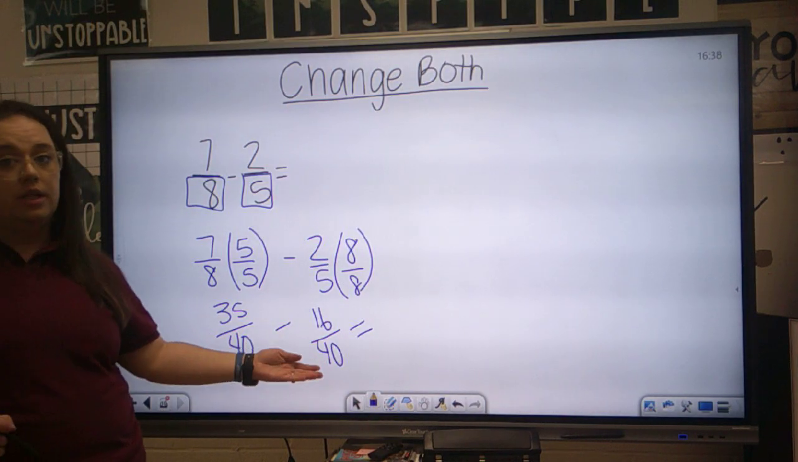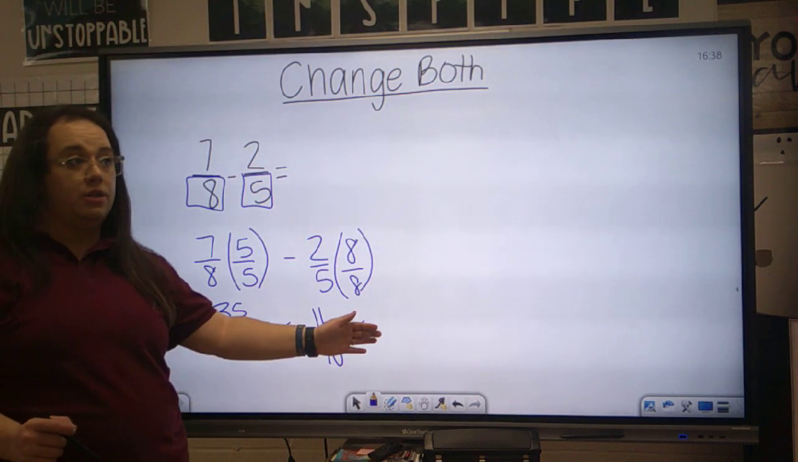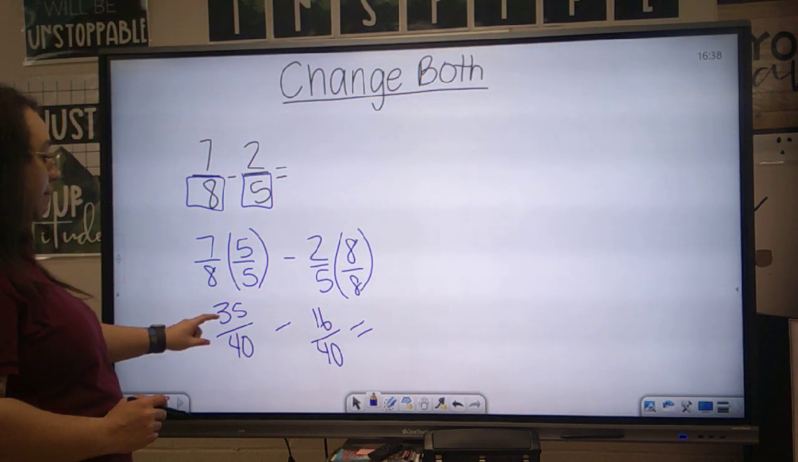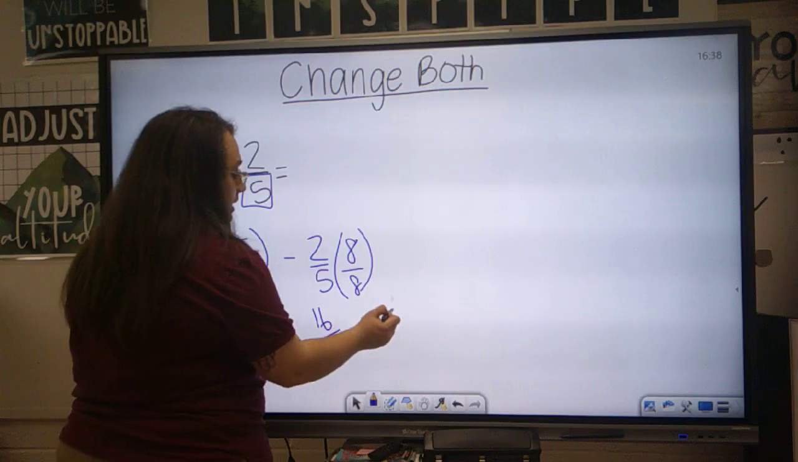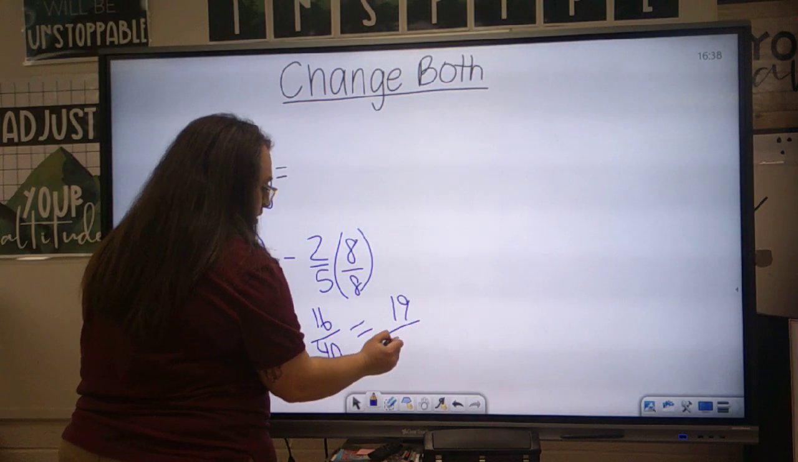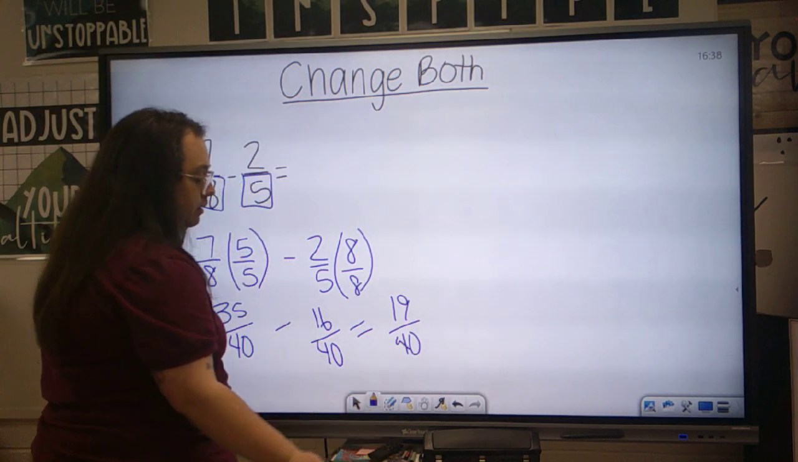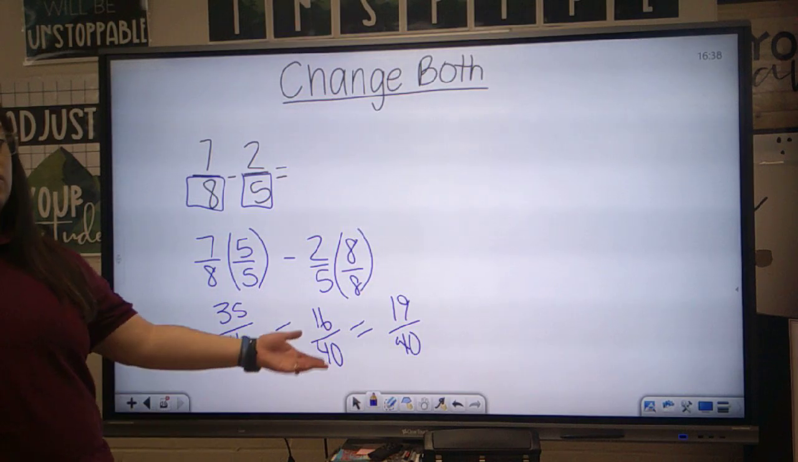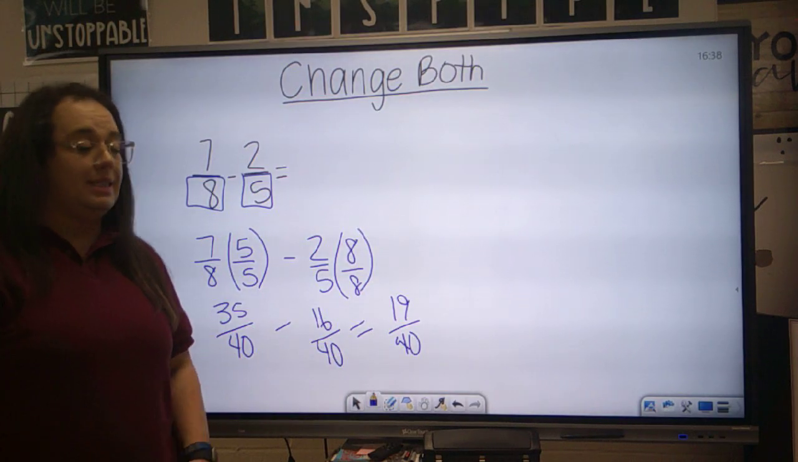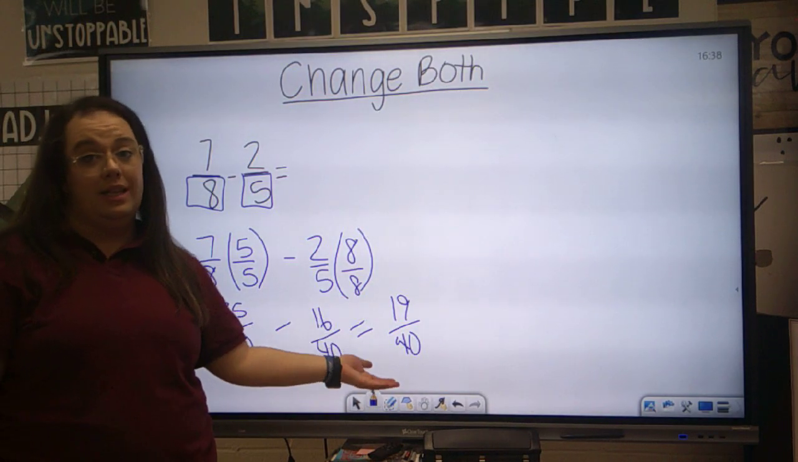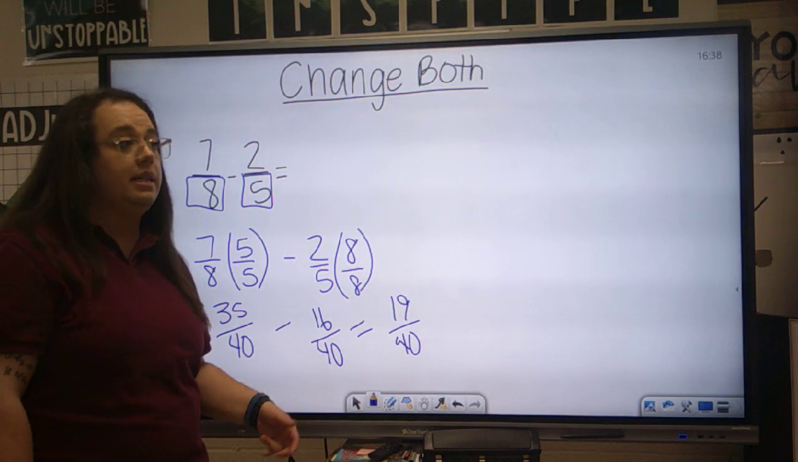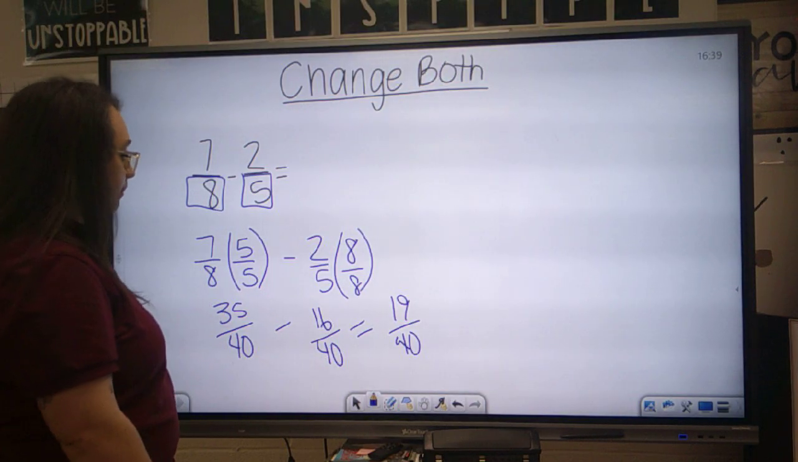And then because your denominators are the same, you're going to subtract straight across. 35 minus 16 is 19/40. You cannot reduce 19/40 because 19 is a prime number, so this is as low as it will go. This is the smallest form of this fraction.